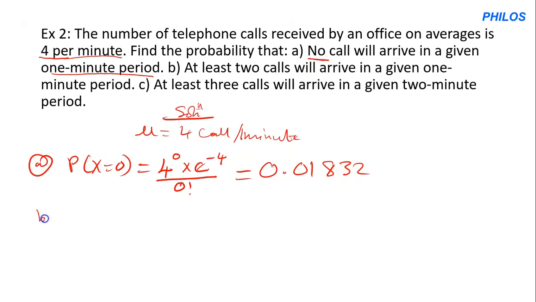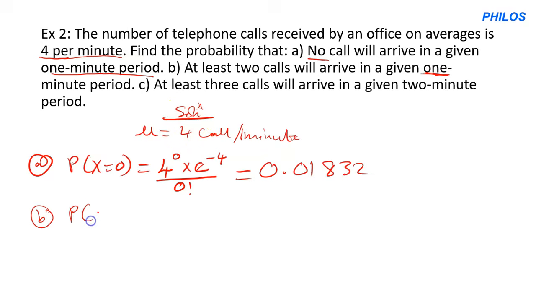Now let's look at question B. Question B says at least 2 calls will arrive in a given 1 minute period, also 1 minute. Please, when you are solving Poisson question, be very careful with the time. Okay, 1 minute, also 1 minute. So we are going to use the mean as 4 also.